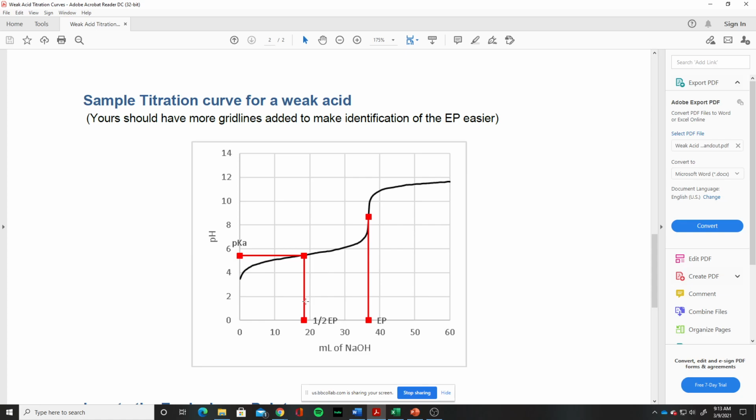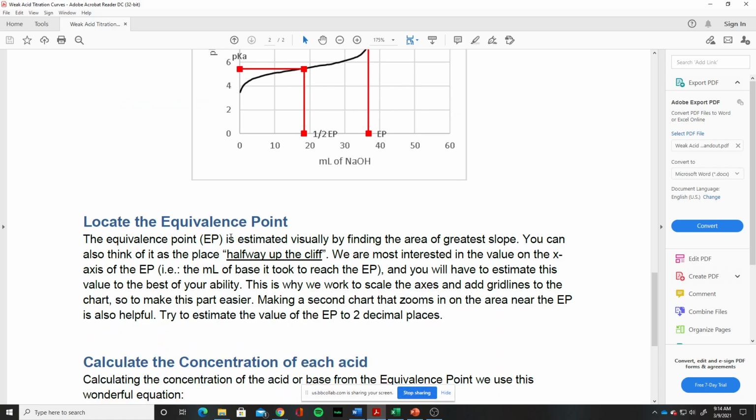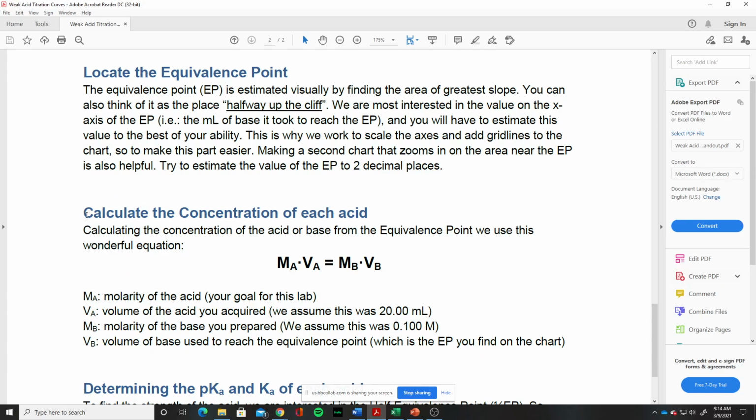And the pH at that 1/2 equivalence point is equal to the pKa. And so I guess in this case it might be easier to estimate that if you did have the horizontal grid lines. Whatever that pH is, that is the pKa of your acid. And so here it talks a bit about finding the equivalence point. I'm not going to read through that because it explains it pretty well. So just make sure that you read through that and that you do what it says. And then here, talk about calculating the concentration of each acid.